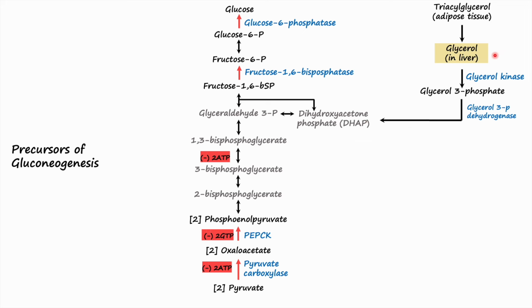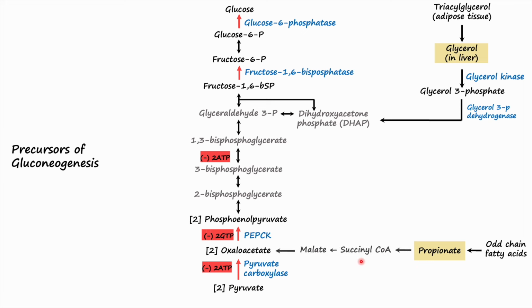Now one thing I want to mention is that adipose tissue actually lacks glycerol kinase enzyme, and because of that, adipose tissue cannot convert glycerol into glycerol 3-phosphate, and that is actually the reason that once glycerol is synthesized in the adipose tissue, it is then transported through blood into the liver, and in the liver it can then be used to synthesize glucose.